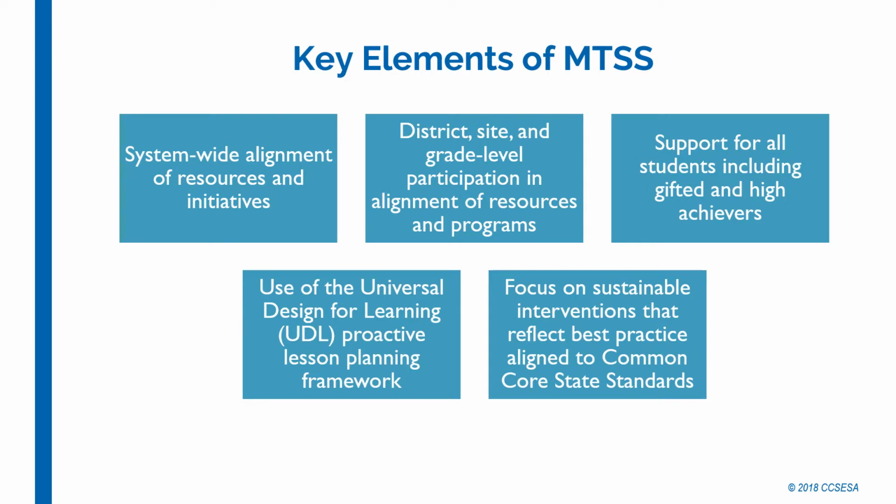Let's review some key elements of a high-quality multi-tiered system of supports found within the handbook. System-wide alignment of resources and initiatives and systematic processes for identifying resources and who may benefit from universal, targeted, and intensive supports. District, site, and grade level participation in alignment of resources and programs. Support for all students, including gifted and high achievers. Use of Universal Design for Learning, UDL, proactive lesson planning framework, which will be discussed in greater detail later in this presentation, and a focus on sustainable interventions that reflect best practice aligned to Common Core state standards.